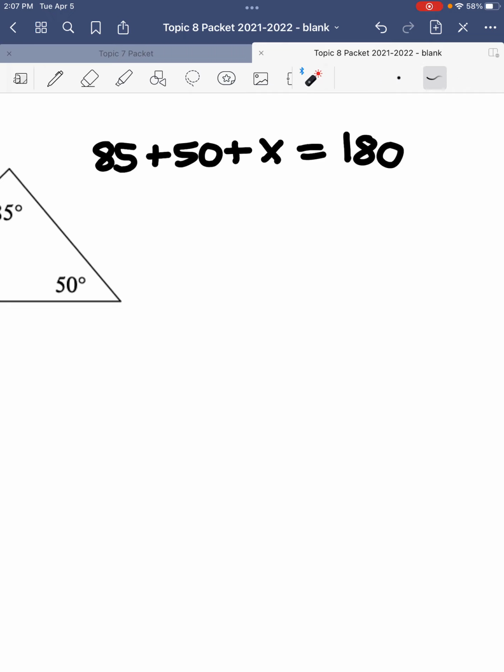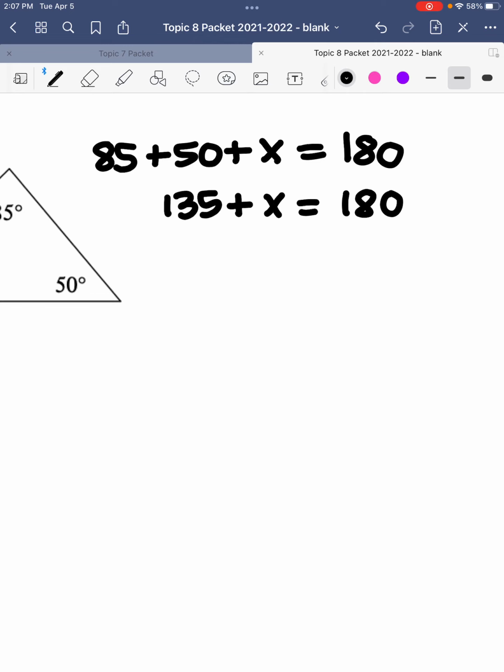Okay, so now we need to combine like terms. So 85 and 50 are like terms. So I can add them together. And when I add them together, I get 135. So 135 plus X equals 180.